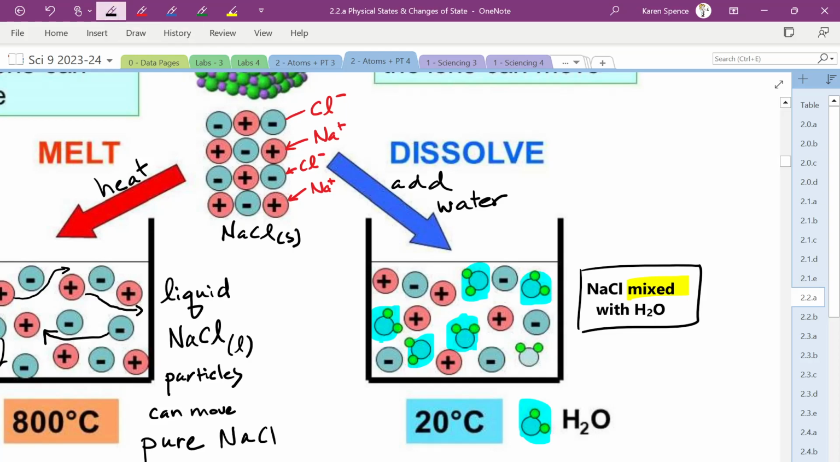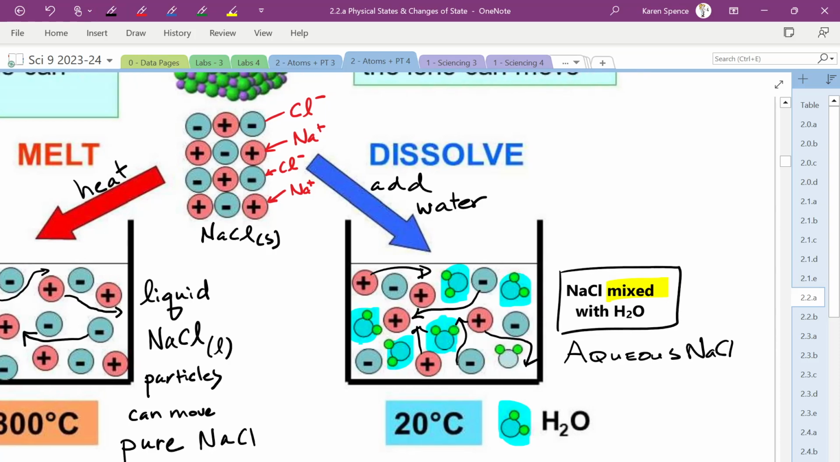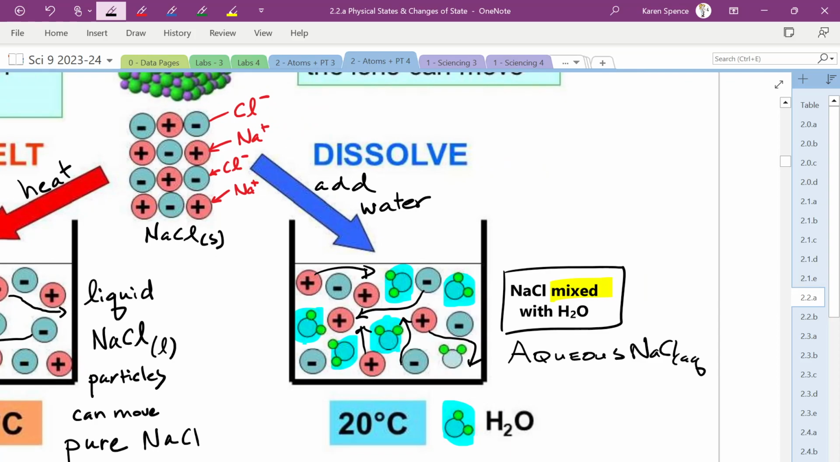But those particles are still free to go zooming about. Whee! Off they go. Okay, they go all over the place. So this is aqueous NaCl. So we would put an AQ at the end. And just like in the liquid, the particles can move.